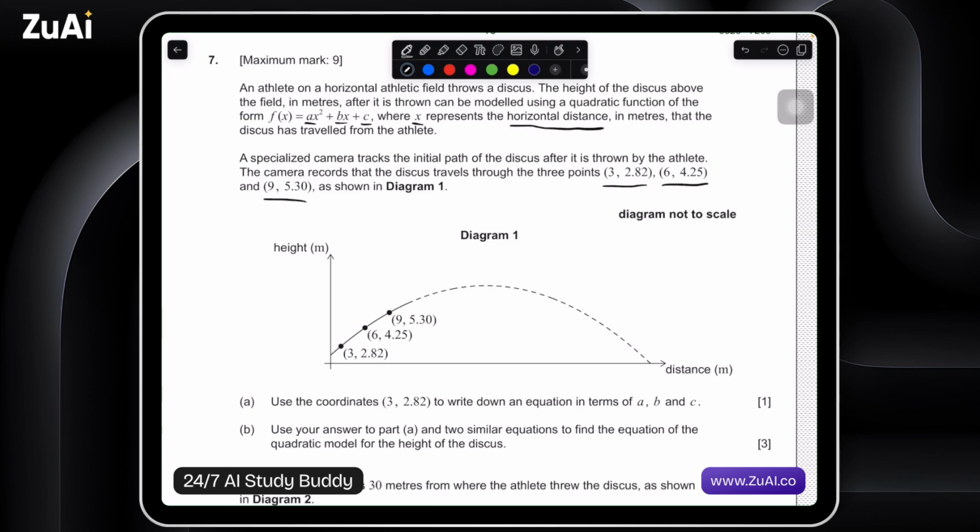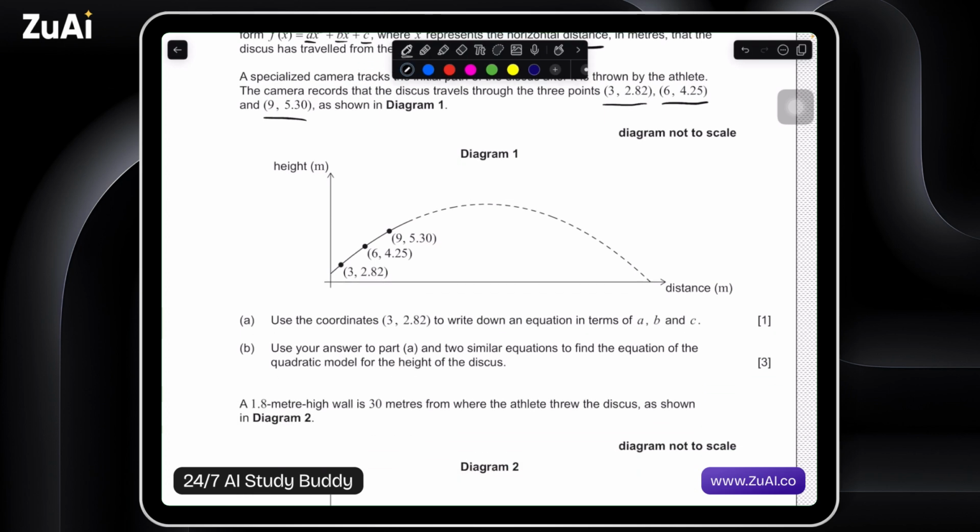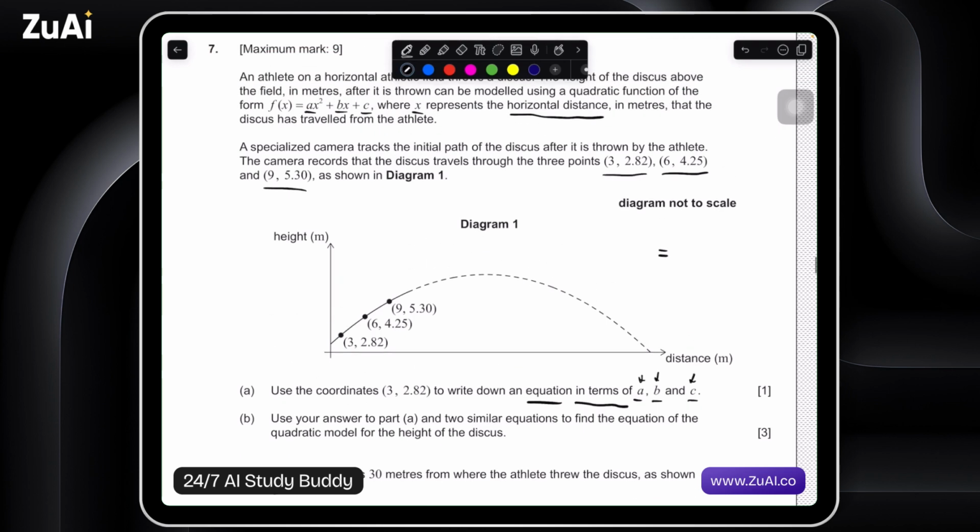Use the coordinates (3, 2.82) to write down an equation in terms of a, b, and c. So what are they asking us? They're asking us for an equation, something with an equals sign, and they want us to write it down in terms of a, b, and c. The IB will rarely give information that isn't useful. They'll tell you about, let's say, when the pyramids were built and so on, but after that they won't give you inessential reading.